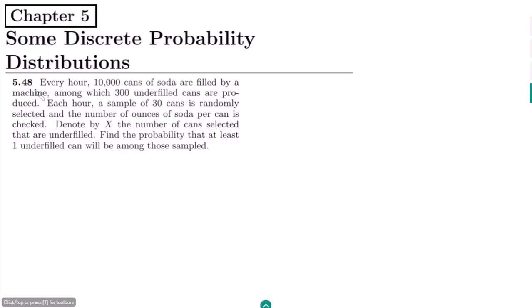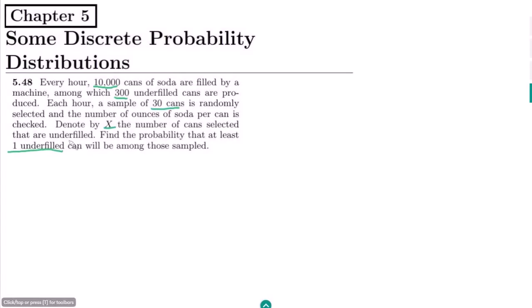Welcome back guys, this is question 5.48 and the statement of it is: every hour 10,000 cans of soda are filled by a machine among which 300 underfilled cans are produced. Each hour a sample of 30 cans is randomly selected and the number of ounces of soda per can is checked. Denote by X the number of cans selected that are underfilled. We have to find the probability that at least one underfilled can will be among those sampled.